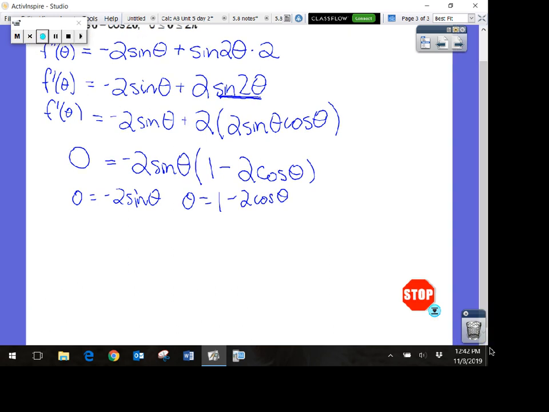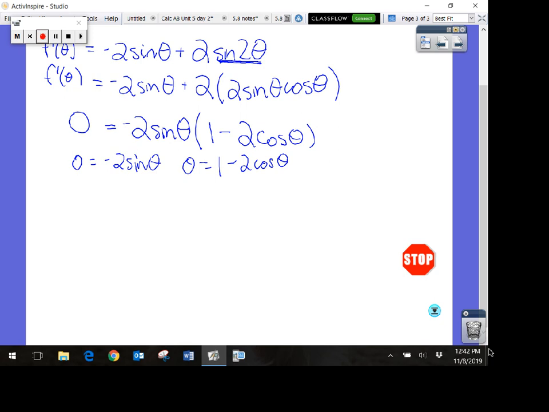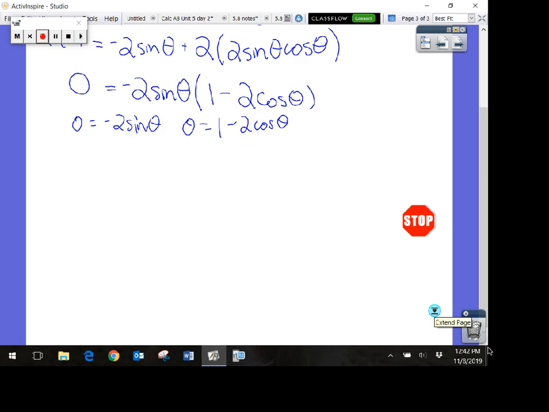If you need to go one step further, I'm going to go two steps further. I'm going to divide by negative 2, so 0 equals sine theta. If you need to write inverse sine of 0 equals theta, you can. Over here, subtract 1, divide by negative 2: 1/2 equals cosine theta. You can solve for theta with inverse cosine of 1/2 equals theta, but it's not necessary.